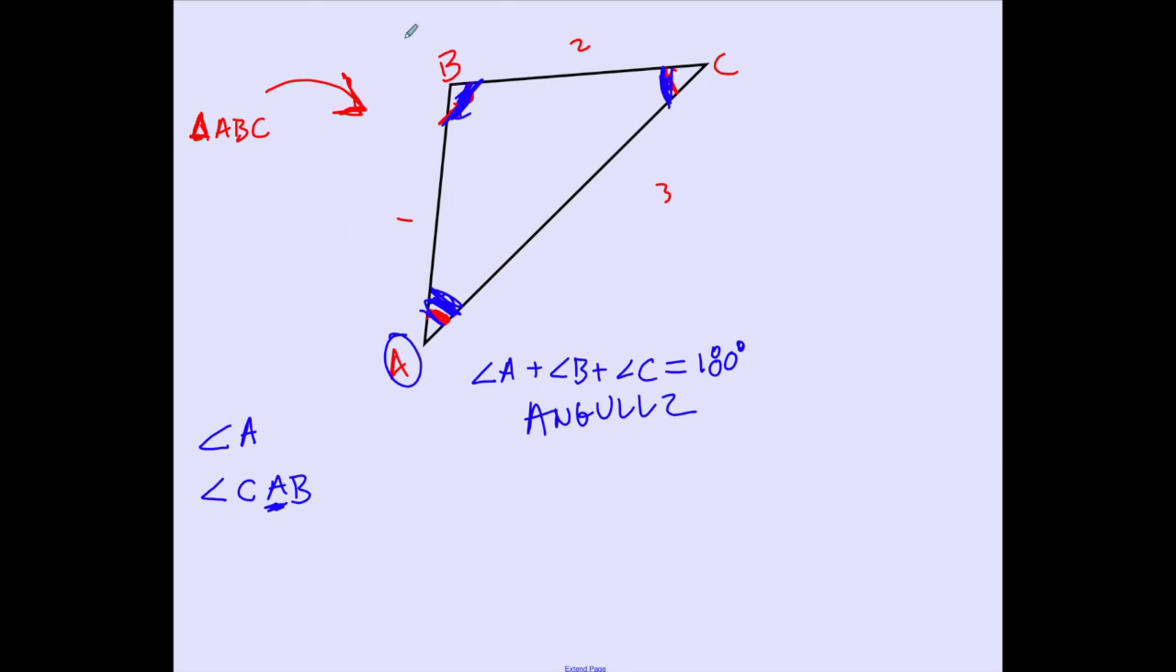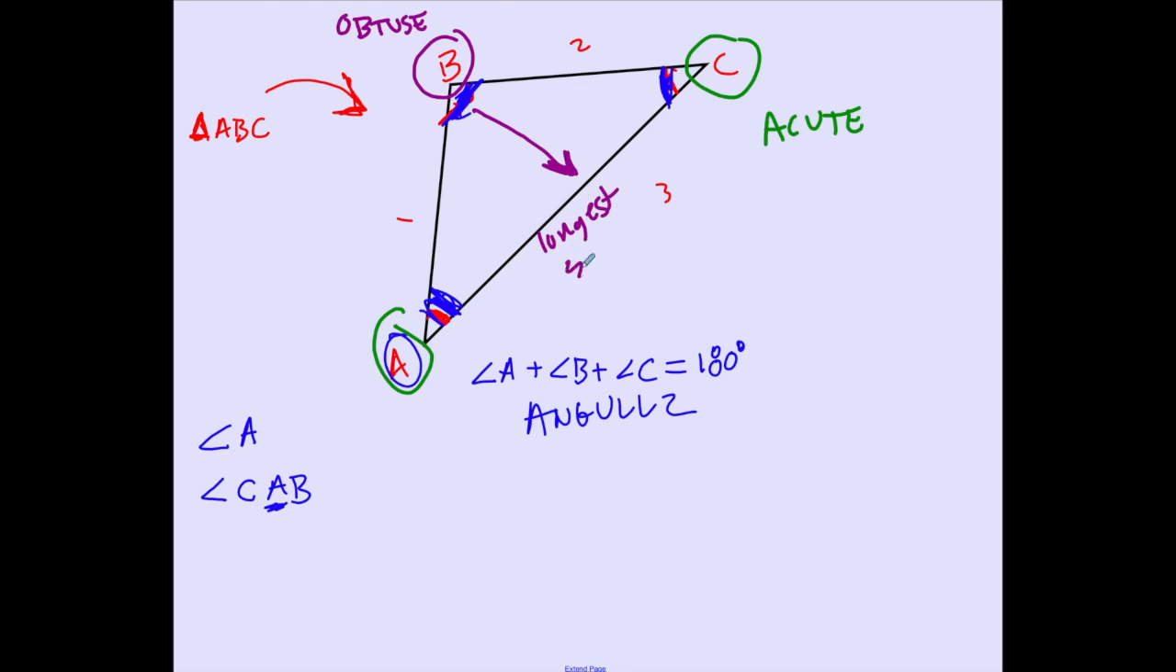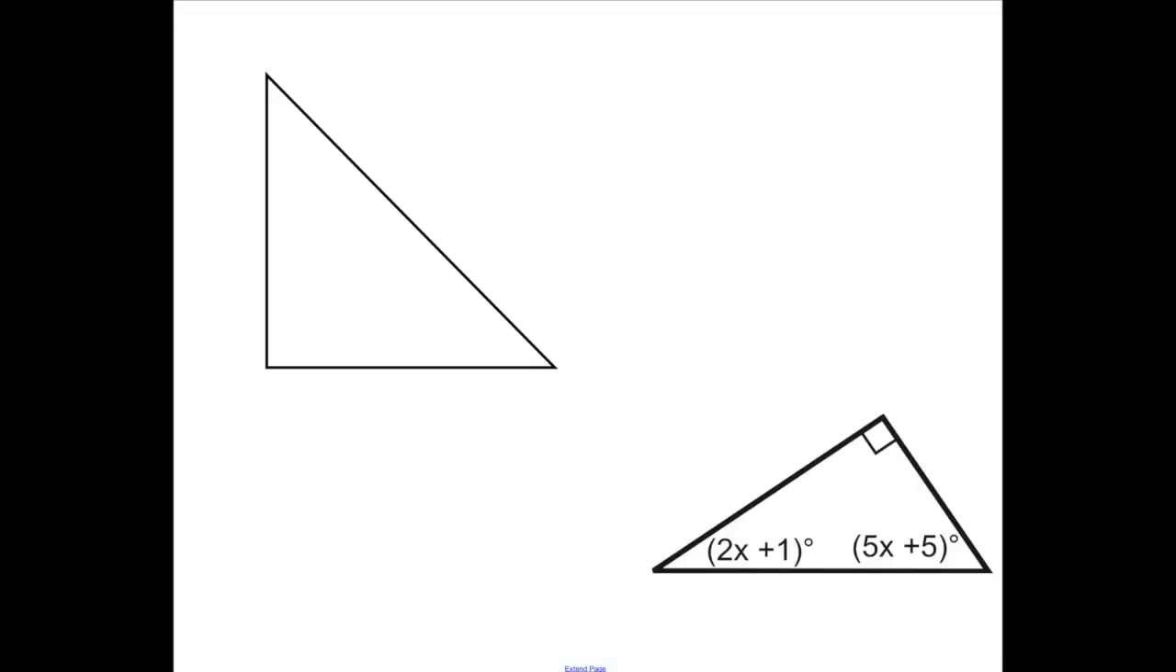Last thing is, if you'll notice, we have two types of angles here. We have these tiny ones. They're called acute because they're less than 90. And then we have this big boy right here. He's obtuse. He's greater than 90. And the thing about this obtuse angle is if you go to the opposite side here, you'll see the longest side. The longest side is always opposite of the biggest angle. Don't forget that.